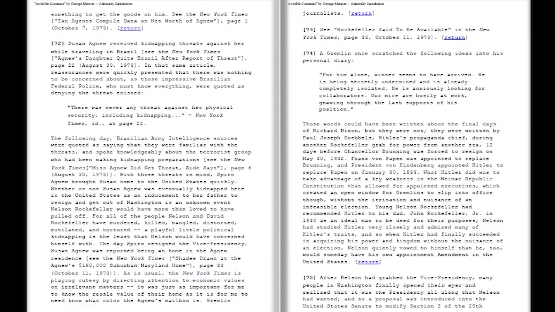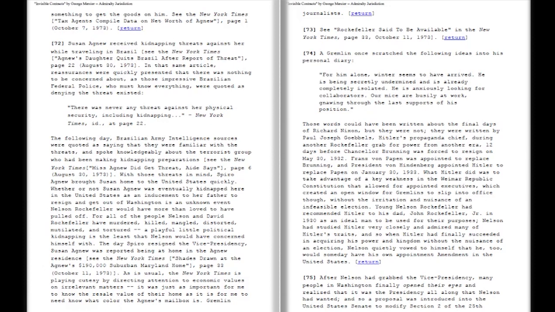Gremlin. Journalists. Return. 73 C. Rockefeller said to be available in the New York Times, page 33, October 11, 1973. Return. 74 A gremlin once scratched the following ideas into his personal diary. For him alone, winter seems to have arrived. He is being secretly undermined and is already completely isolated. He is anxiously looking for collaborators. Our mice are busily at work, gnawing through the last supports of his position.